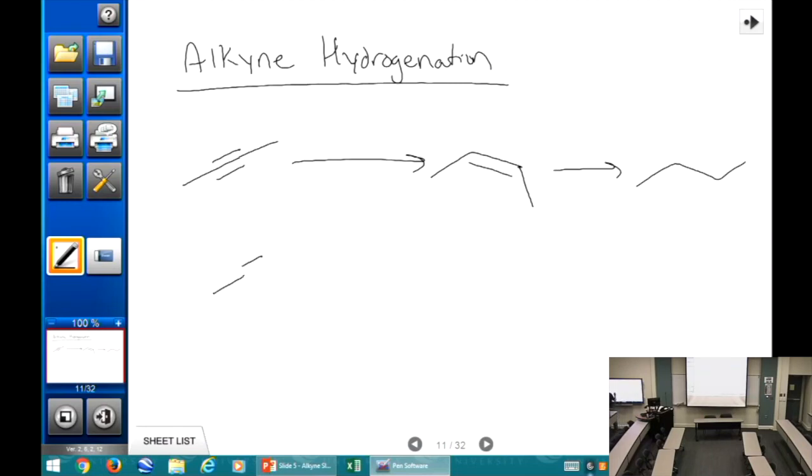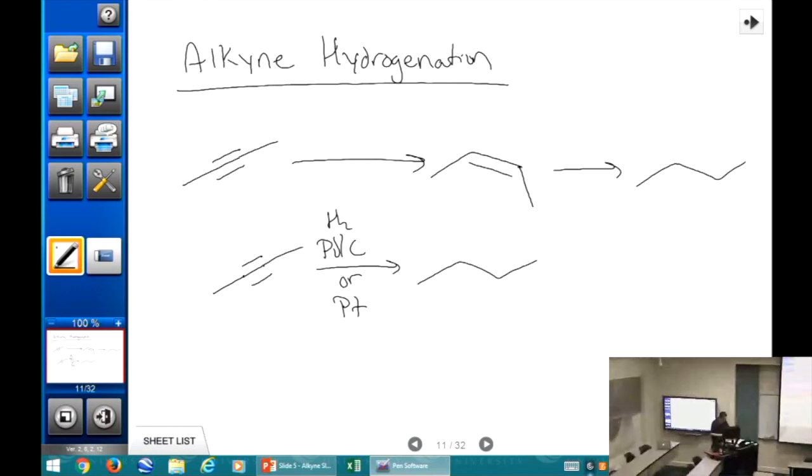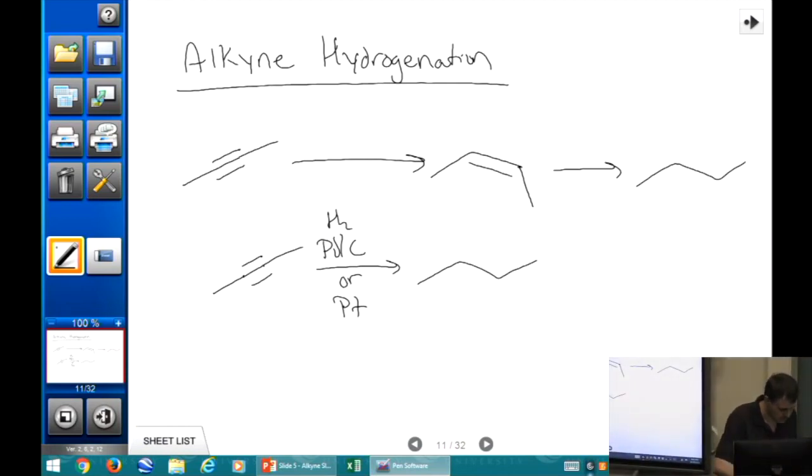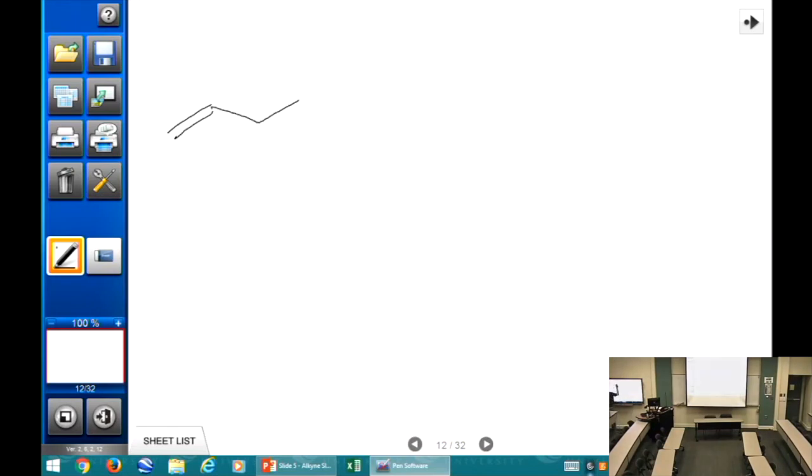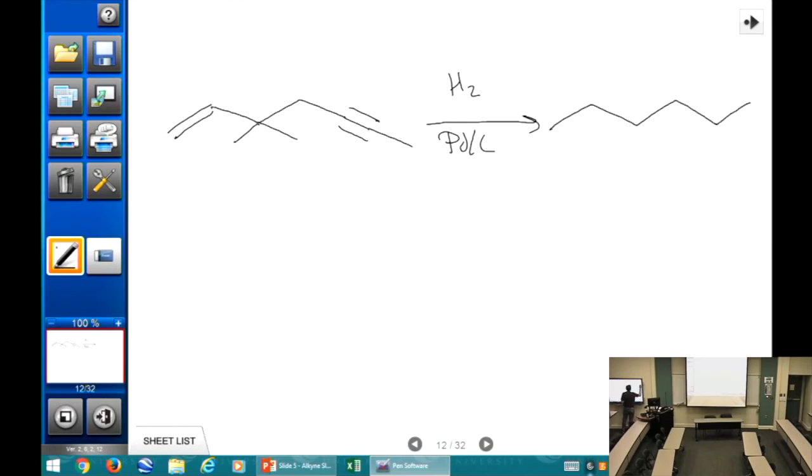So to get from alkyne straight to alkane, we can use H2 and palladium on carbon or platinum. And that's going to remove all of the pi bonds in the molecule. So it really doesn't matter if you have double bonds and then you've got some triple bonds going on. With H2 and palladium on carbon, you're just going to get rid of everything. So you just get rid of all of your pi bonds.